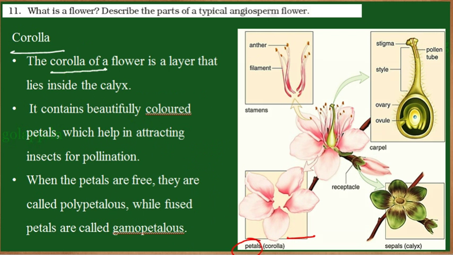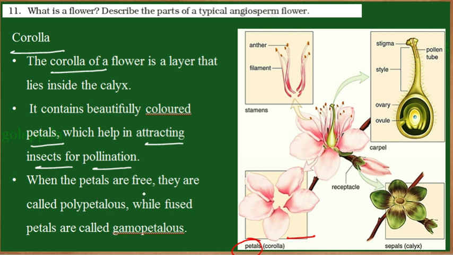It is the second layer of the flower. These corolla are generally colorful, and we also represent them as petals. We can see the colors in rows. The petals are of different colors. It can be red, pink, orange. All these colorful structures, petals, are called corolla, and their main function in a flower is they attract insects for pollination. So its main function in reproduction is attracting the insects for pollination.